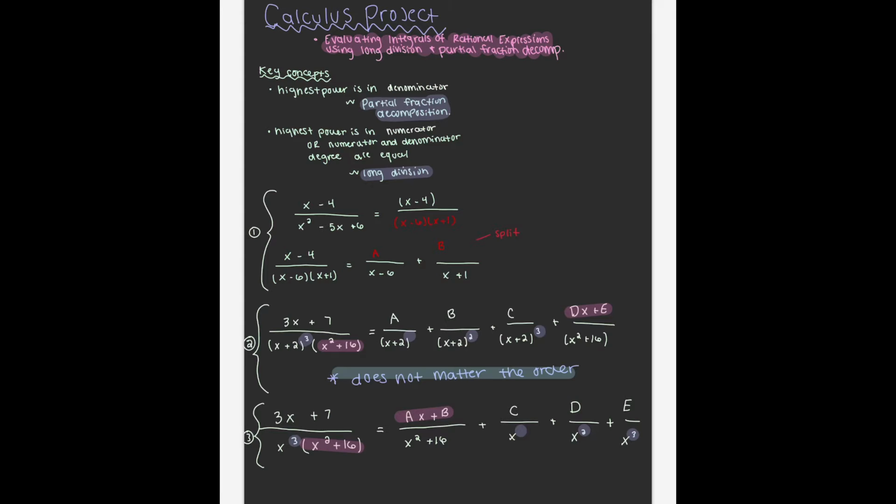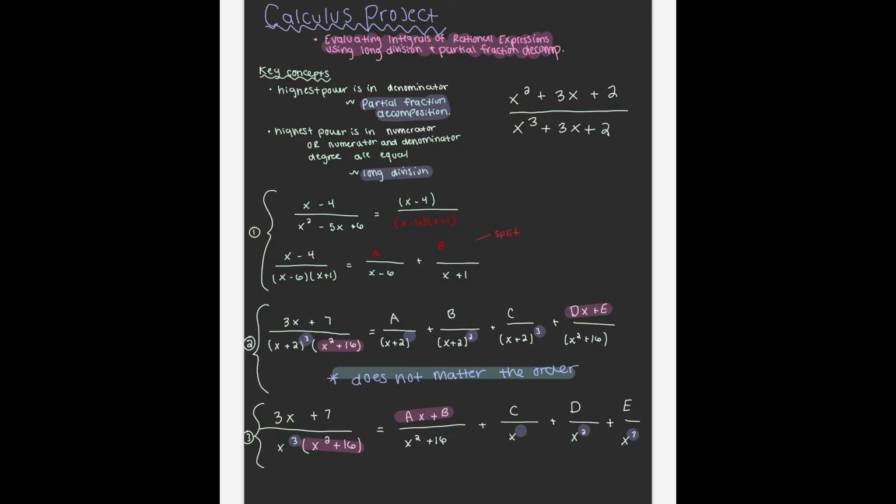The first thing that I have written here, for example, if you're looking at a problem such as this, and we say, okay, there's a 2 in the numerator and a 3 in the denominator. In that case, the highest power is actually in the denominator. So we'd be looking at this one. And when it comes down to the highest power in the denominator, we'd be using something called partial fraction decomposition.